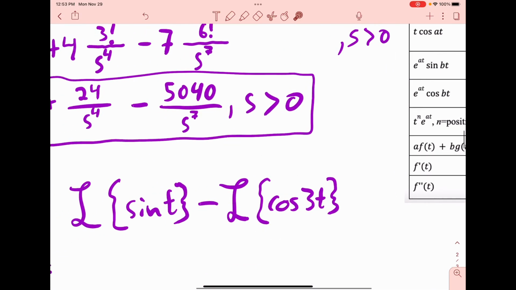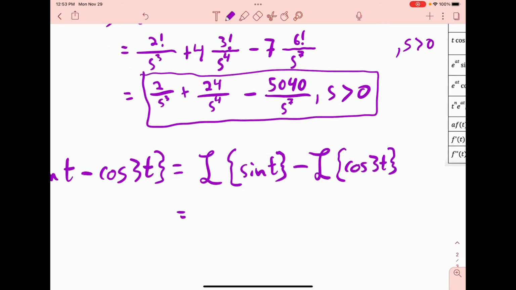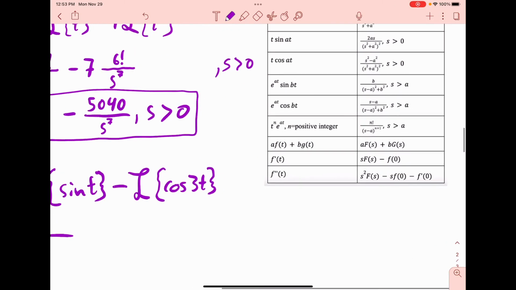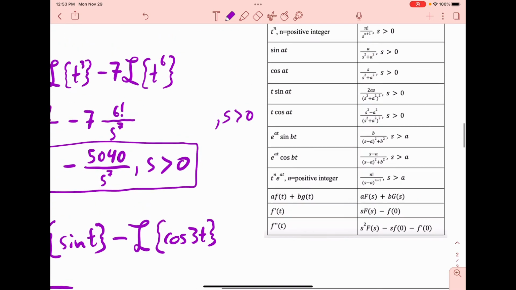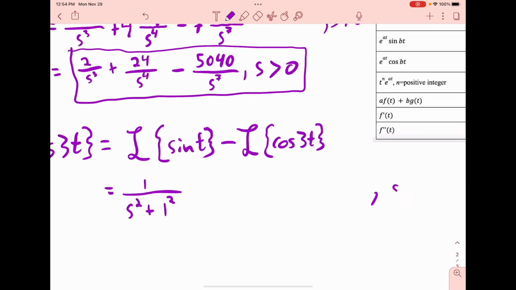So this is equal to 1 over, it's just 1. It is not 1 squared, so I guess it doesn't make any difference in this case, but in another problem it could. So over s squared plus 1 squared. So it's a over s squared plus a squared. And for this one, s has to be bigger than 0.